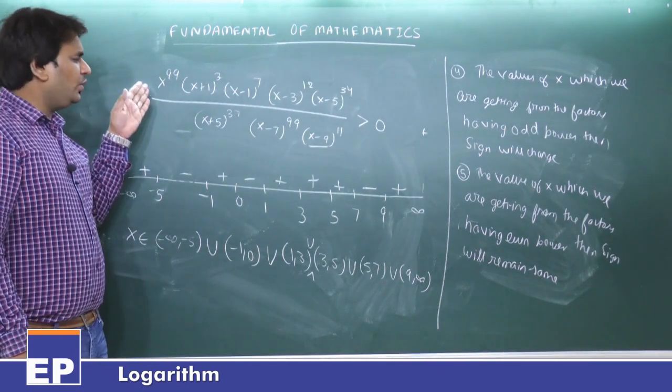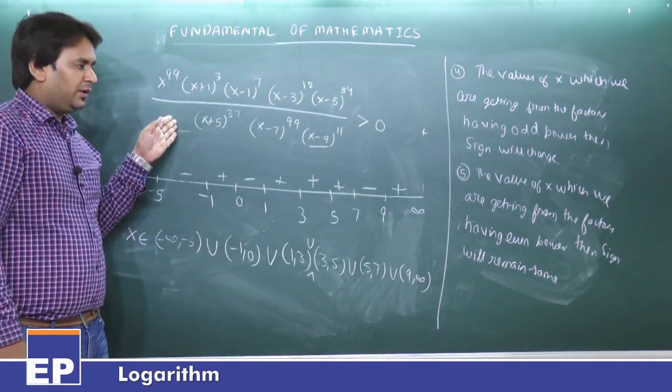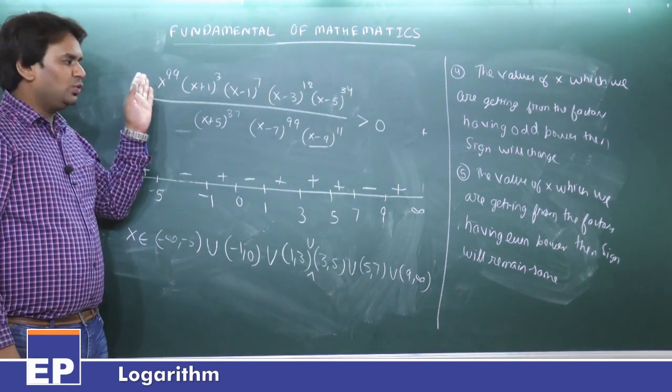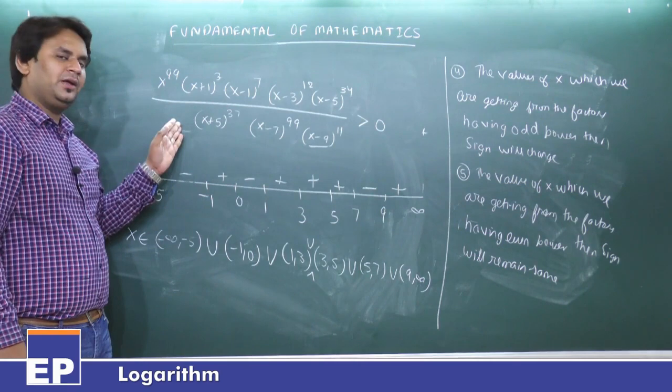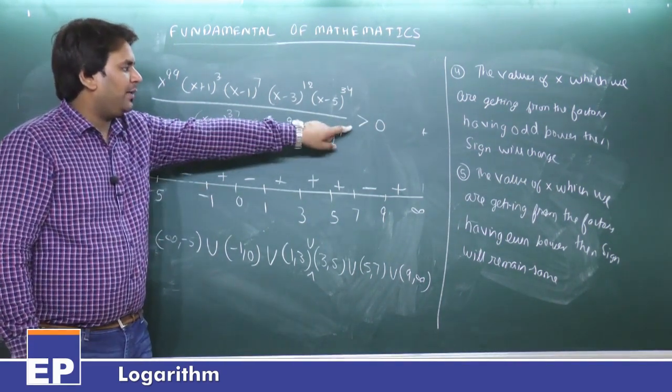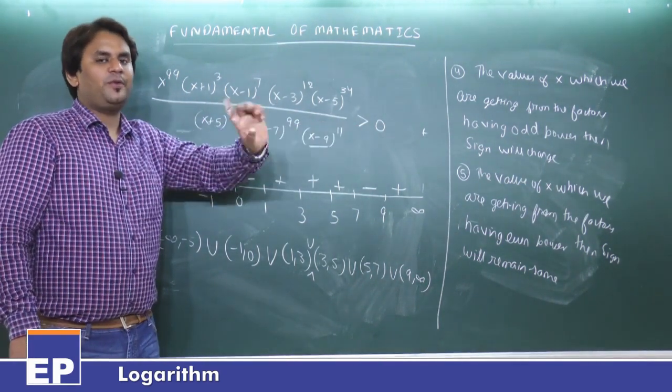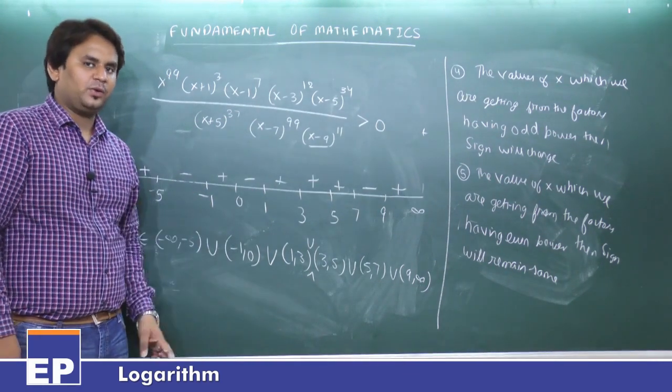And don't confuse with numerator and denominator. I have told you these rules are valid for numerator as well as denominator. If the factors are coming in the numerator and denominator, this rule is valid for that. And I am using greater than 0 and less than 0, then you have to apply open bracket and close bracket. Okay, note it down.